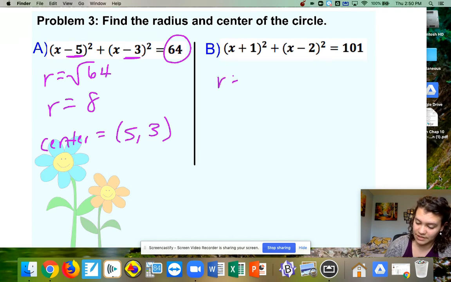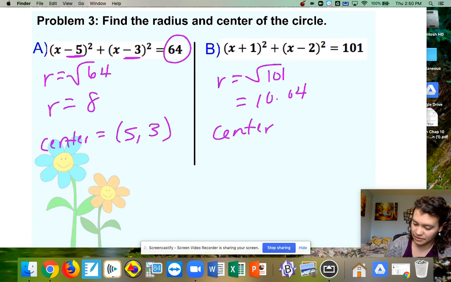Over here, your radius is square root of 101, which is 10.04. And then your center will be negative 1, because you want the opposite, and then positive 2.